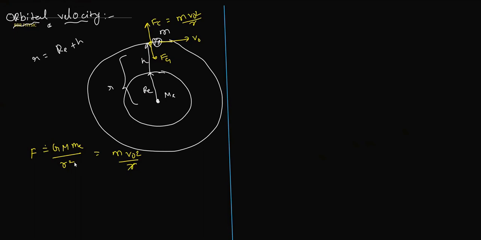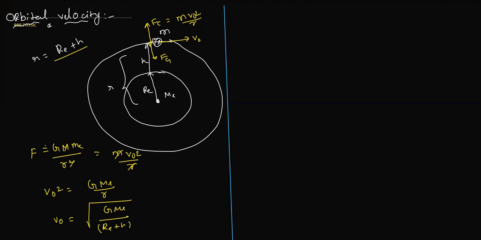So one r will get cancelled, and one m will get cancelled. So we can write v0 square equal to G ME divided by r. Therefore v0 equals under root of G ME divided by, in place of small r, we can substitute capital RE plus h. So capital RE plus h we can substitute here.